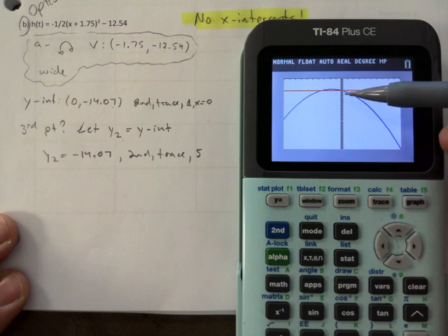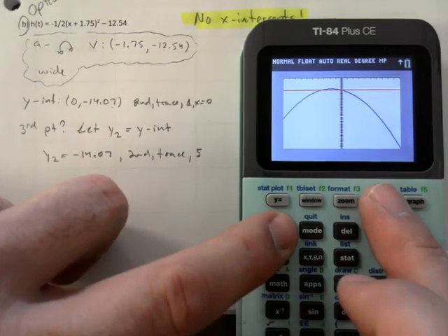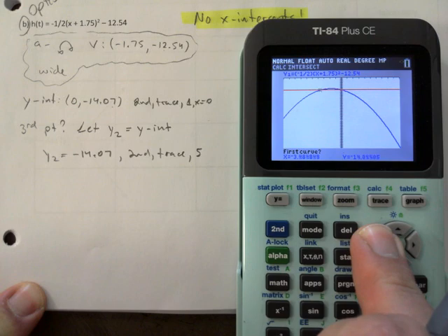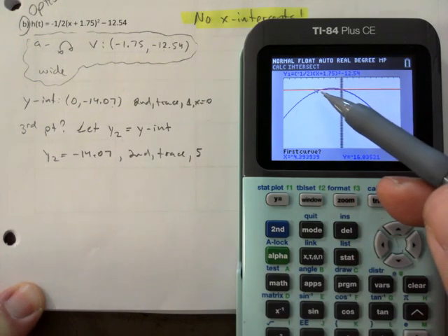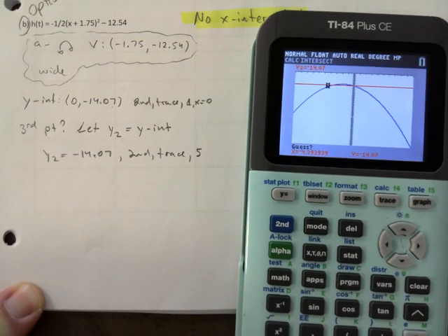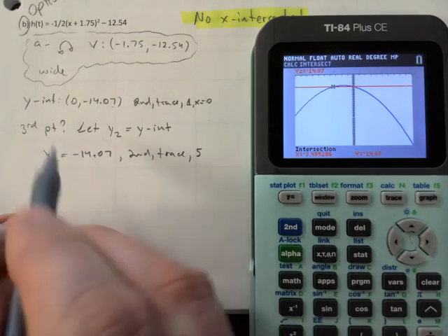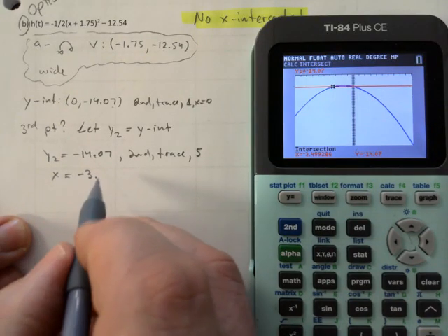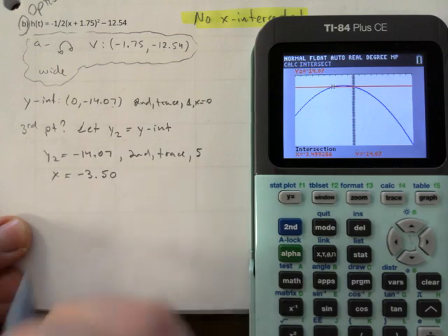So what's happening here is you drew a horizontal line that goes through the y-intercept, and it gives you another point over here. That's the one we're interested in right here, the second one. Okay, so we're going to go second trace 5. I'm going to go over closer to that second one over here, because I already know that the first one is my y-intercept. I'm going to find a second one. Enter, enter, enter, and that is x is negative 3.499, which is really 3.5.